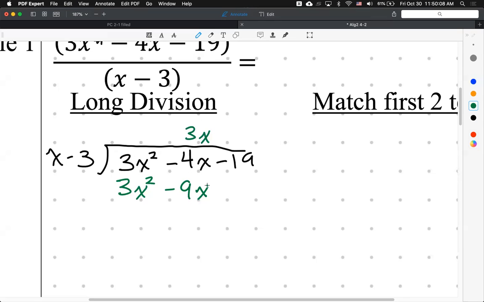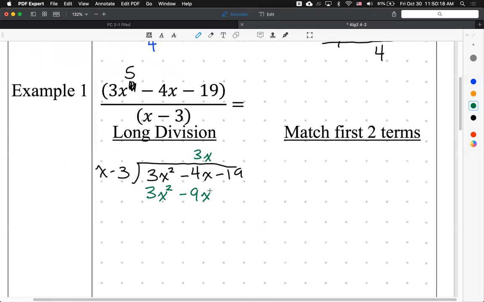Now what? And I'm waiting for people to finish writing so they have time to think. What do we do next? Look at your problem up above. And for those of you that don't have notes, here's the problem up above.